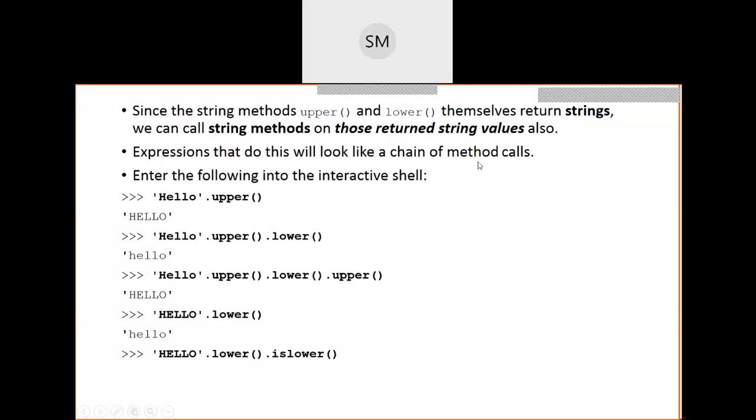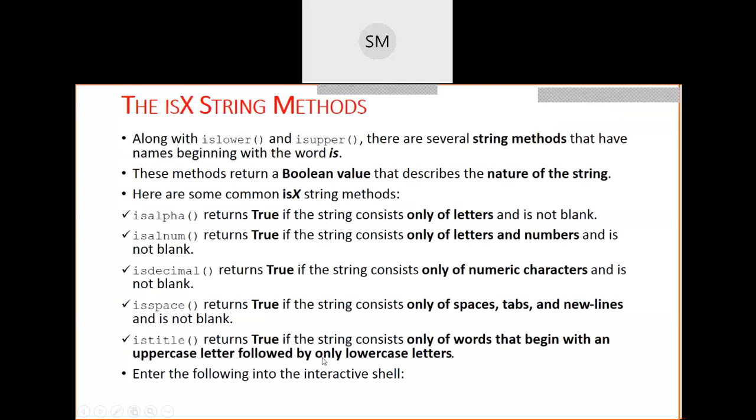After lowercase, there is one Boolean string method, that is is lower. All characters are converted to lowercase letters. Then, are all characters lower or not? Yes, so it is giving us true. So these are all about string methods.